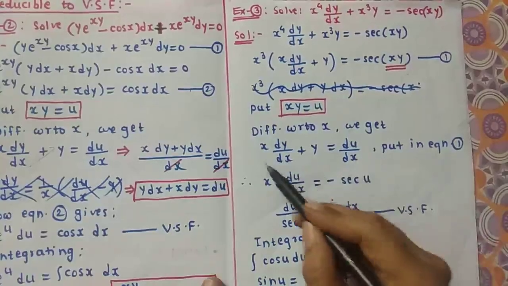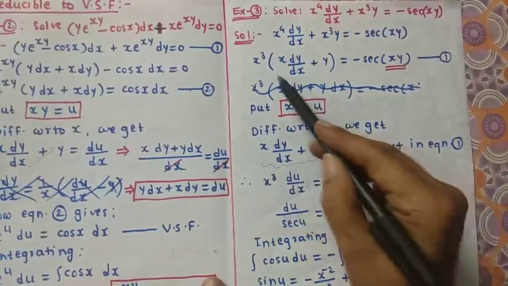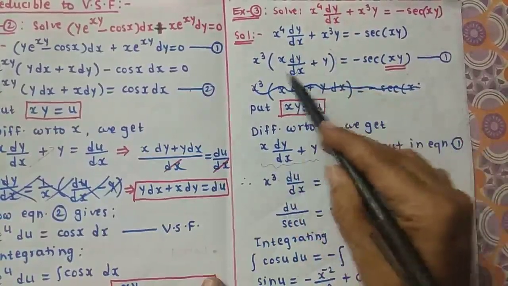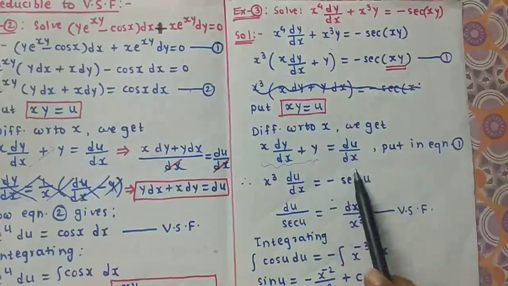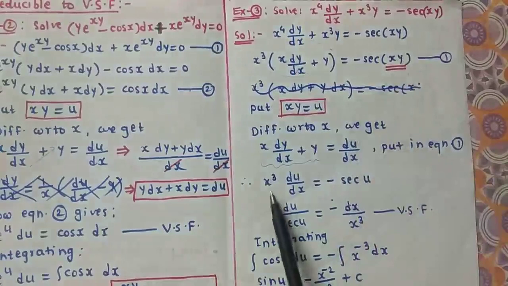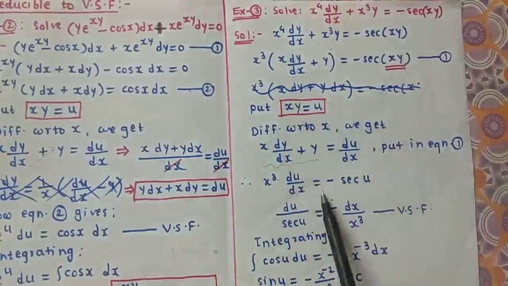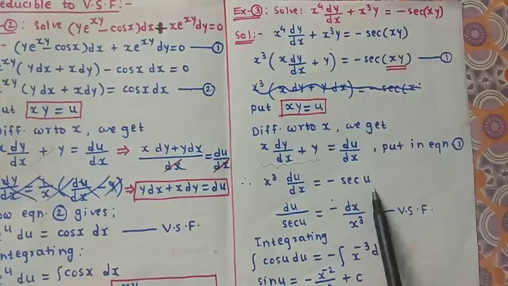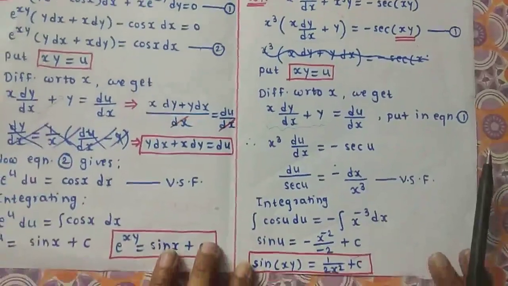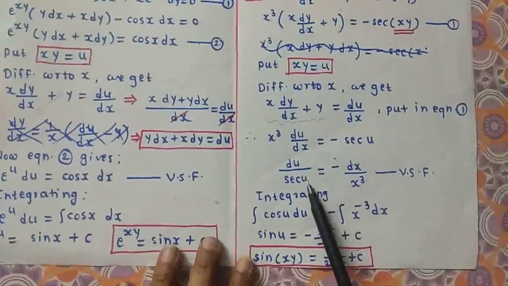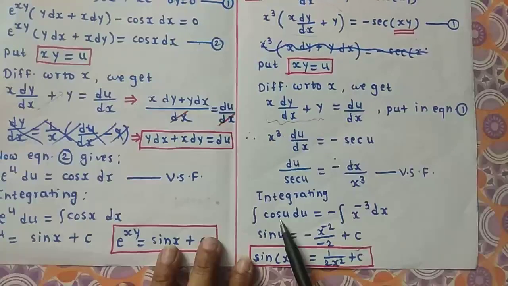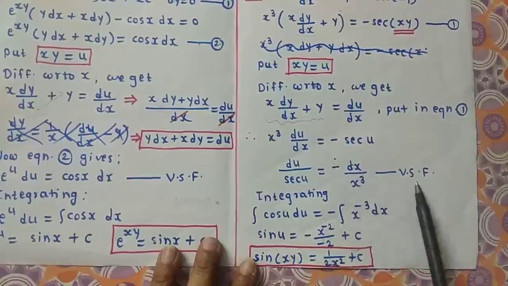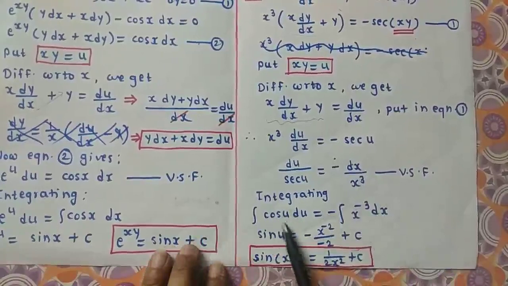Now if you observe, this x dy by dx plus y is nothing but this bracket. So we replace this bracket by du by dx, and hence this equation 1 reduces to x cube into du by dx equals to minus sec of u. Now we separate variables. So we get du upon sec u, but we know 1 upon sec u is cos u. So in the next step we replace this 1 upon sec u by cos u, equals to minus dx upon x cube. So variables are separated. So on integrating we get its solution.